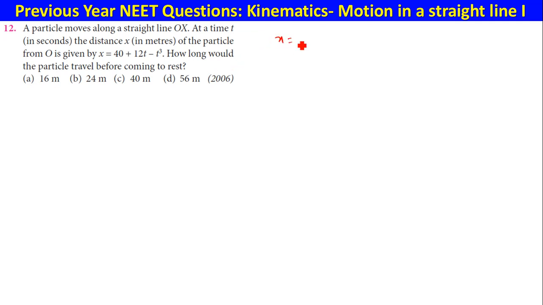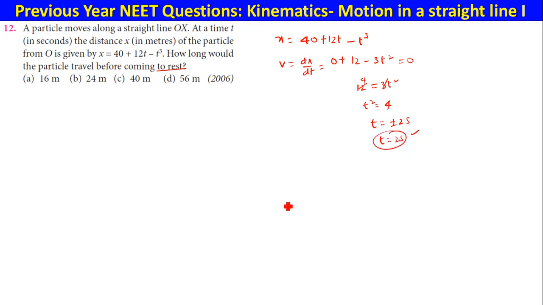Now let me take x is equal to 40 plus 12t minus t cube, isn't it? You need to find how long before coming to rest. At rest means velocity should become 0. Let us find out velocity, that is dx by dt: 40 differentiation is 0, 12t differentiation 12, minus t cube differentiation 3t square, and that is equal to 0. So 12 is equal to 3t square, so t square is equal to 4. That means t can be either plus or minus 2 seconds, but time can never be negative, so t is equal to 2 seconds. Okay, so that is your time.